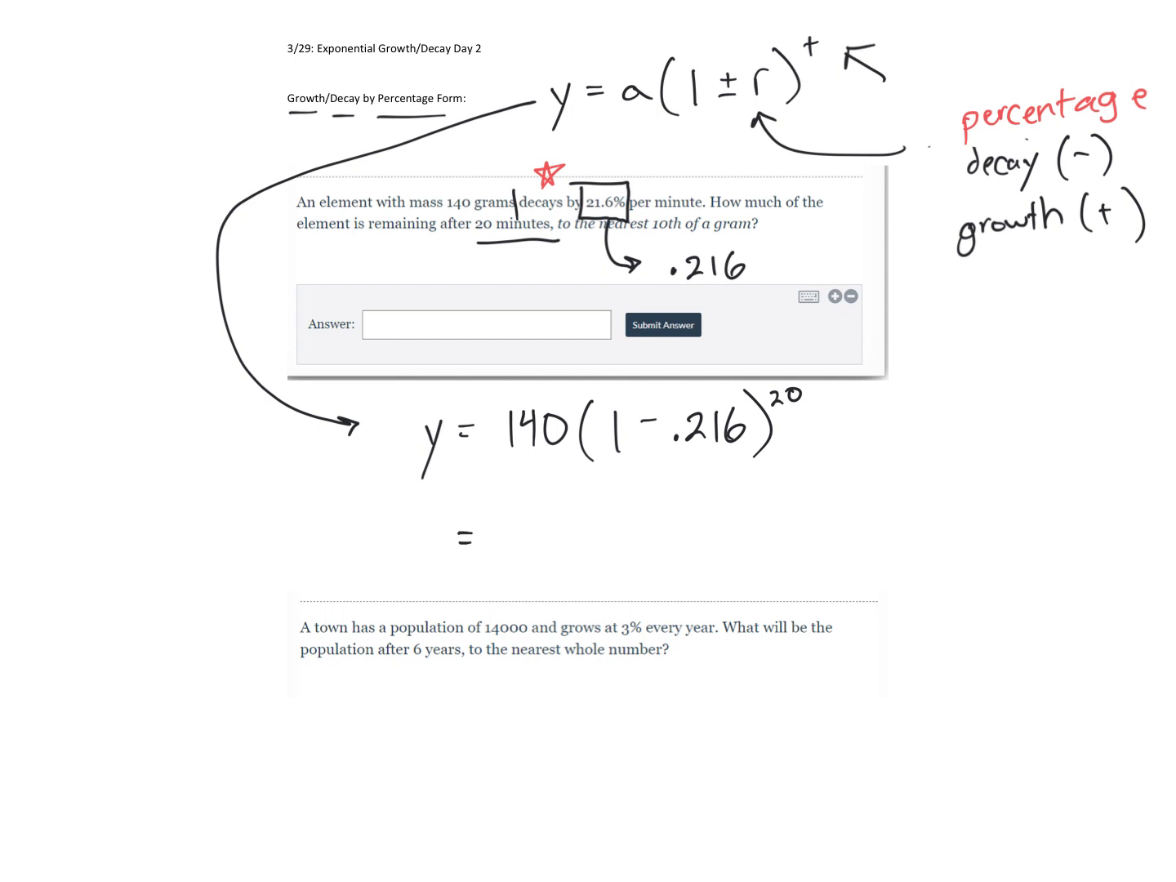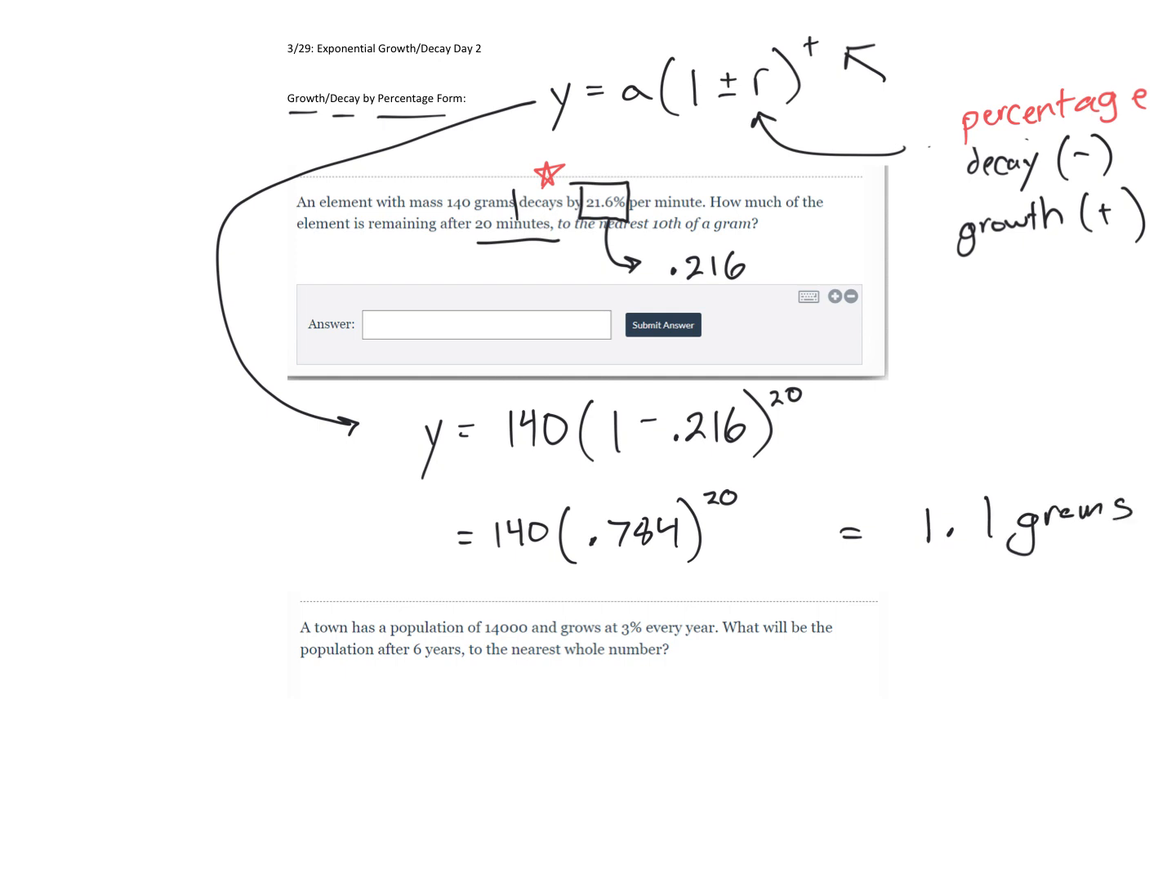So I would just put this in the calculator. 140. I could clean it up a little bit. 1 minus 0.216. Yikes. 1 minus 0.216 is 0.784. Just clean up a little bit, but the rest is just calculator. All this is just calculator business. Raised to 20. Apparently, I'm left with 1.08 grams. Oh, to the nearest tenth. Sorry, so 1.1 grams.